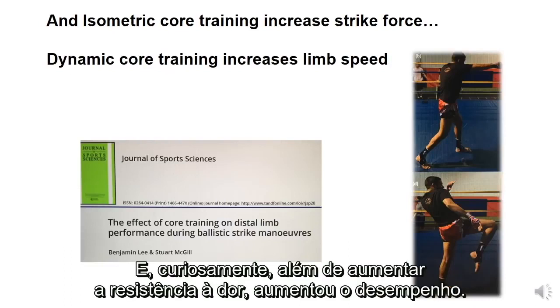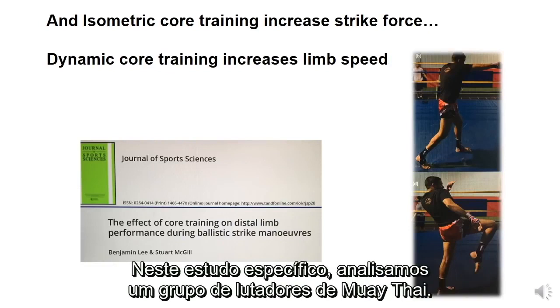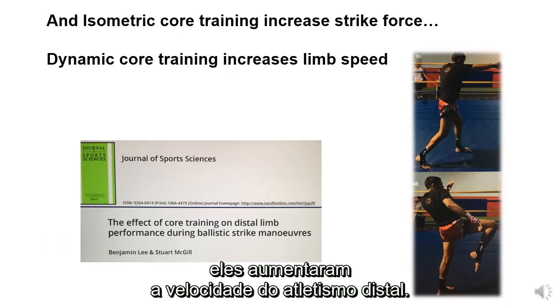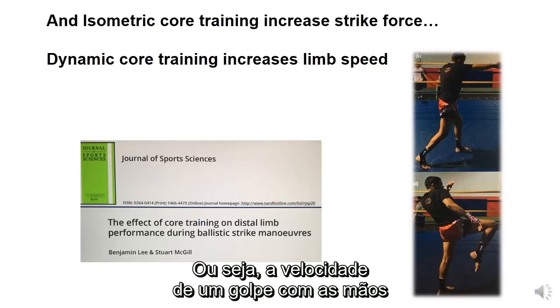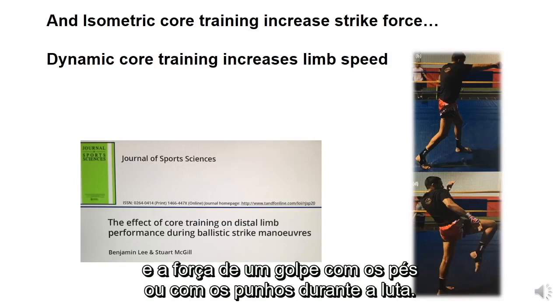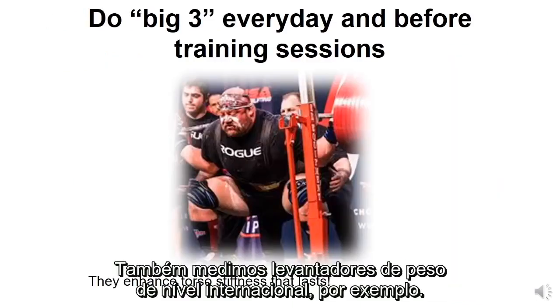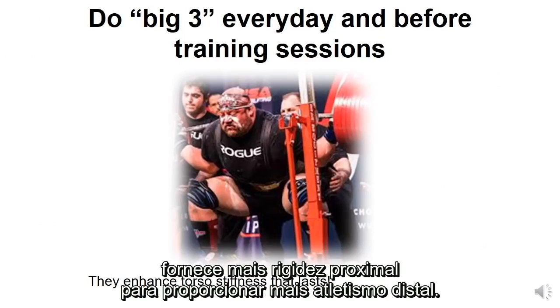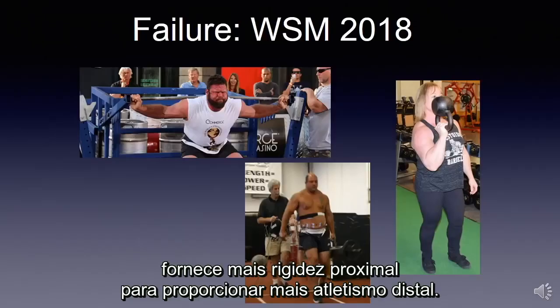Interestingly enough, not only did it increase their pain resilience, but it also increased their performance. In this particular study, we looked at a group of Muay Thai fighters, and following that proximal stabilization program, it increased the speed of their distal athleticism, being the speed of a hand strike and the force delivered by the foot or the fist during a kick. We've also measured in world-class lifters, for example, that training a big three style of stabilization exercise gives them more proximal stiffness to unleash more distal athleticism.